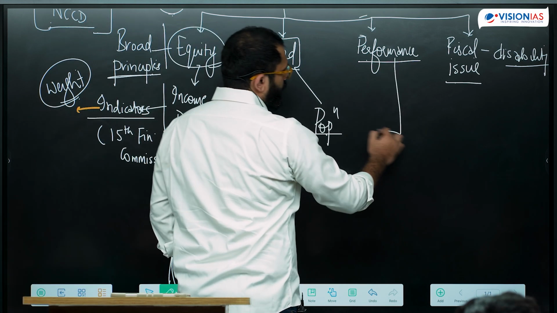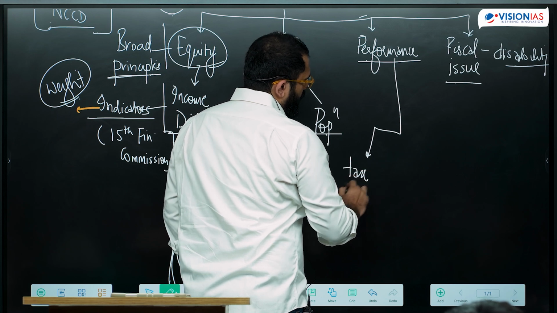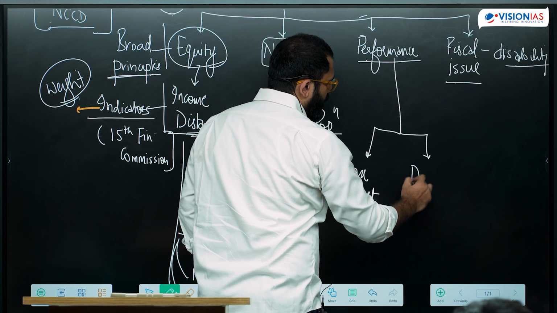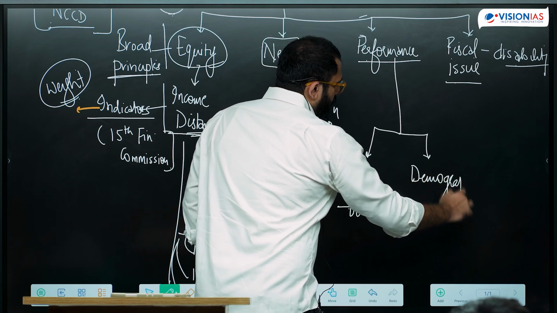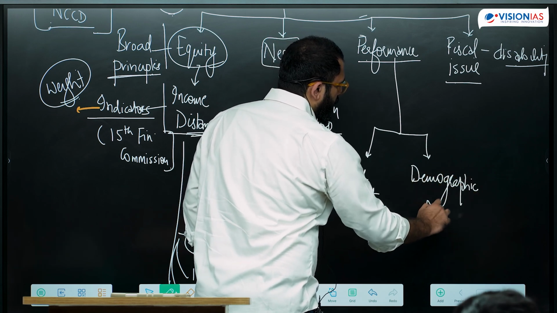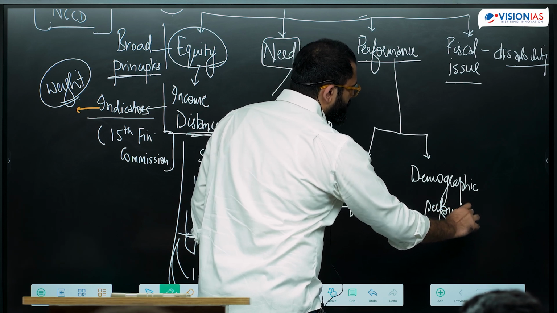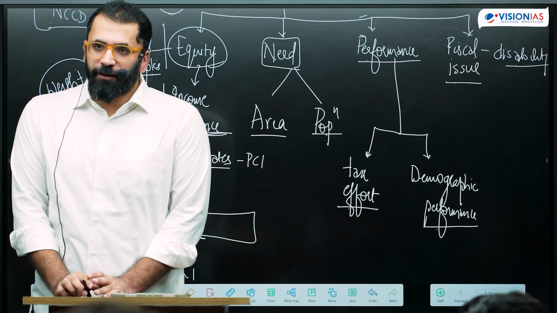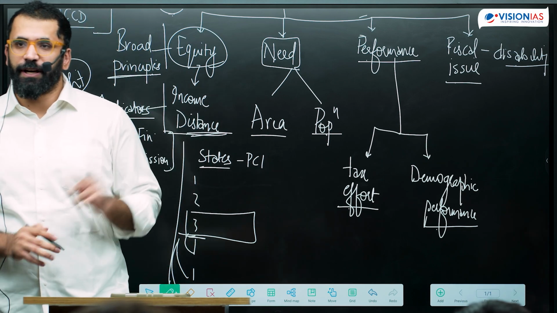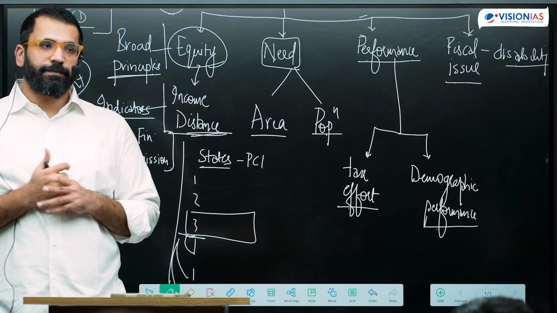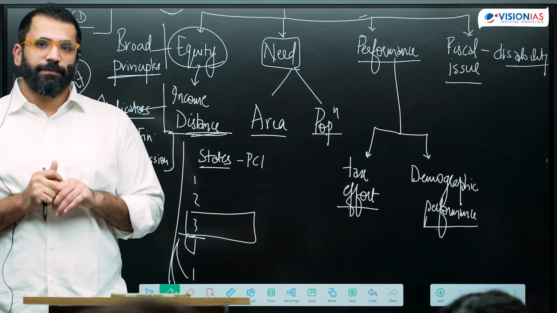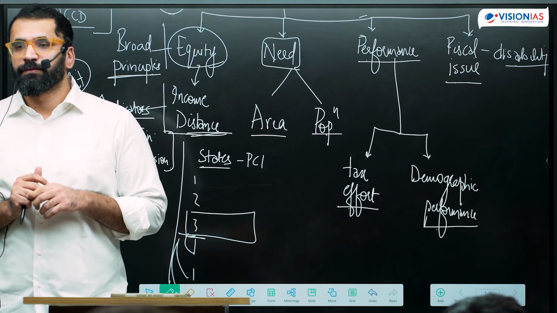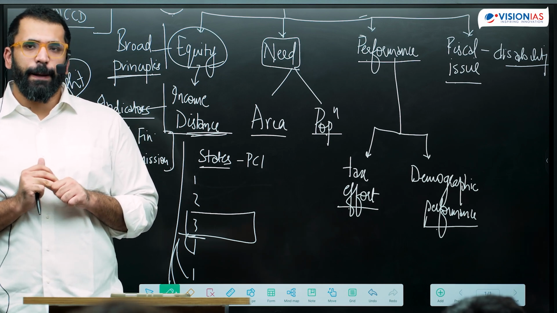Performance, they used two things. One was tax effort, the efficiency of tax collection, and the second was demographic performance. These are performance related indicators. Why demographic performance? The 15th Finance Commission was the first to use such an indicator. Anyone? This became a very big issue during the terms of reference of the 15th Finance Commission. Or what do you understand by demographic performance?